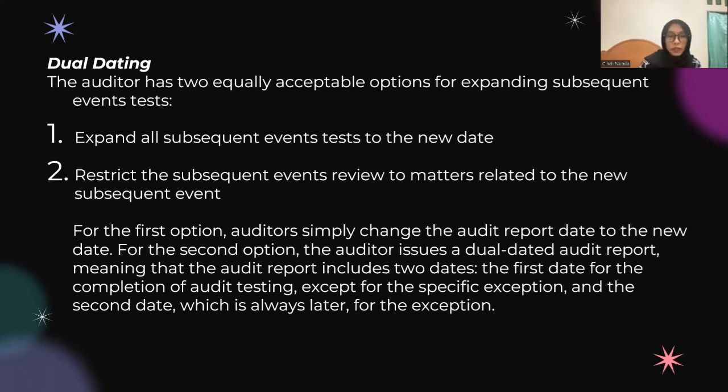Next is dual dating. Dual dating is where the auditor has two equally acceptable options for expanding subsequent event tasks. It is either expand all the subsequent events tasks to the new date or restrict the subsequent events review to matters related to the new subsequent event. For the first option, auditors simply change the audit report date to the new date. For the second option, the auditor issues a dual dated audit report, meaning that the audit report includes two dates. The first date is for the completion of audit testing, except for the specific exception, and the second date, which is always later, is for the exceptions.